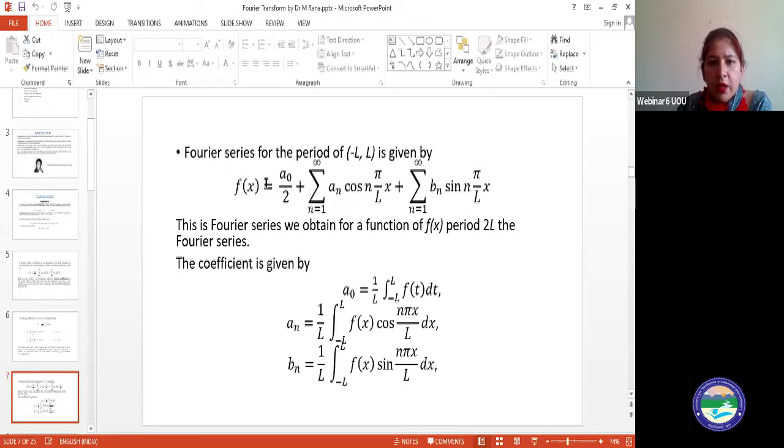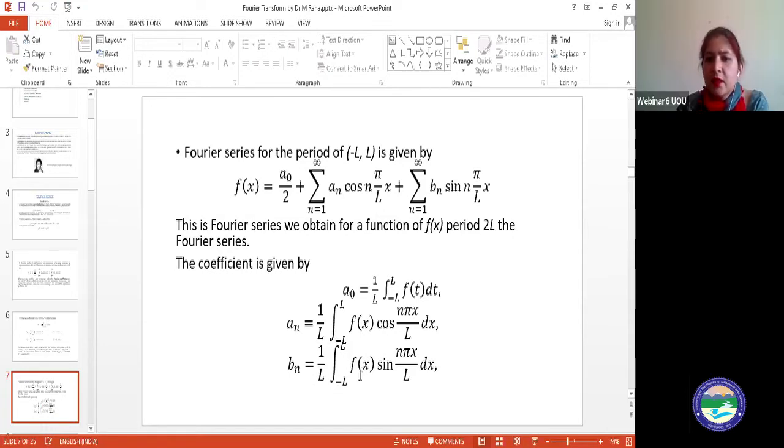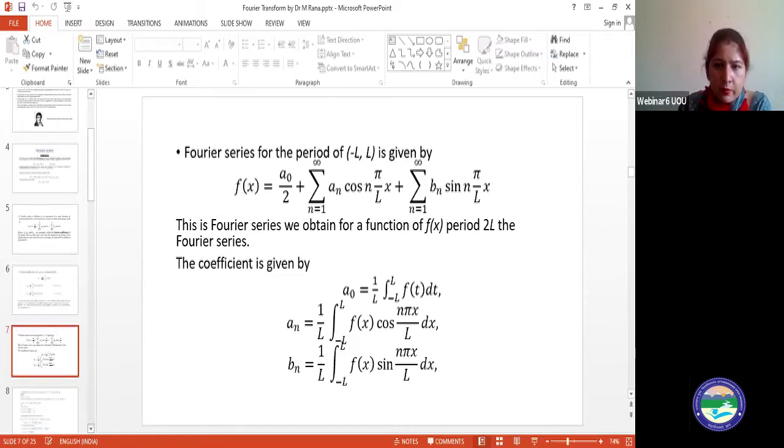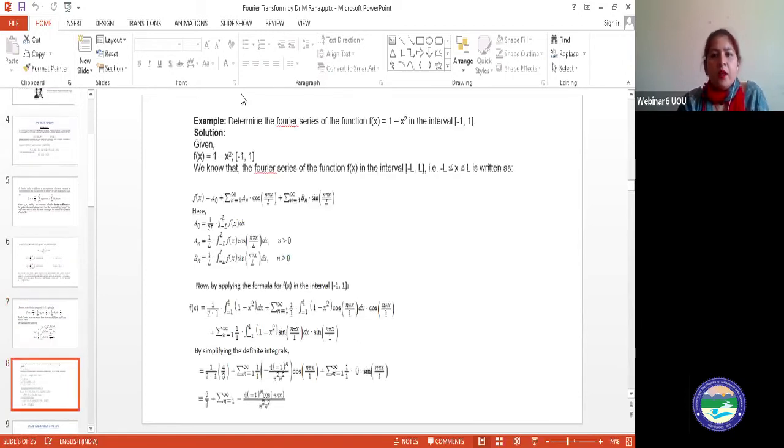Here again a naught, a n and b n are the Fourier coefficients, and they are defined as a naught equal to 1 by l integration from minus l to l f(x) dx, whereas a n is 1 upon l integration from minus l to plus l f(x) cos n pi x by l dx, and b n is 1 by l integration from minus l to plus l f(x) sin n pi x by l dx. So these are the Fourier coefficients, and by using these coefficients we can calculate the Fourier series. So let us do some examples. Here is an example.